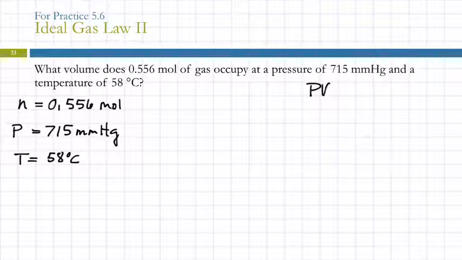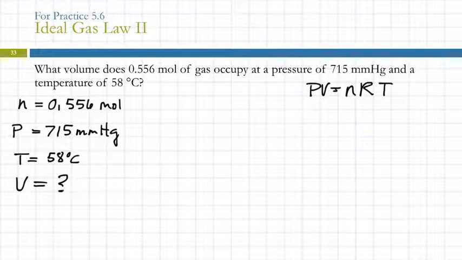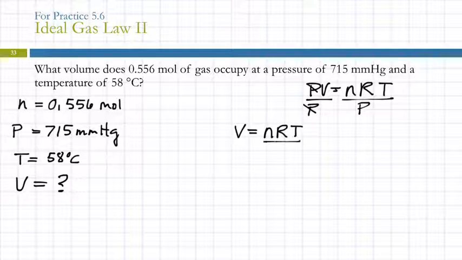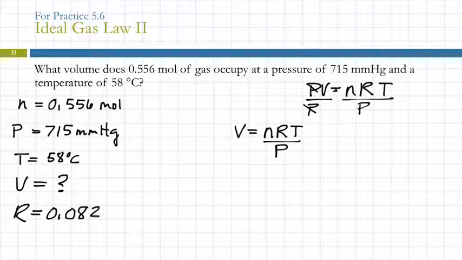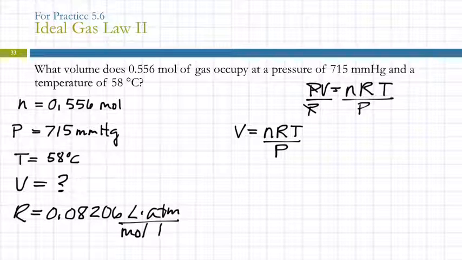So I'm going to be using PV equals nRT. What am I solving for? Volume. Volume equals, we don't know. So if I want volume by itself, I have to divide by P. If I do it on one side, I have to do it on the other side. So volume equals nRT over P. Well, what's R? 0.08206 liter atmospheres per mole Kelvin.